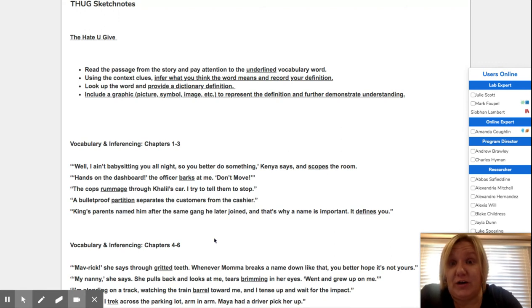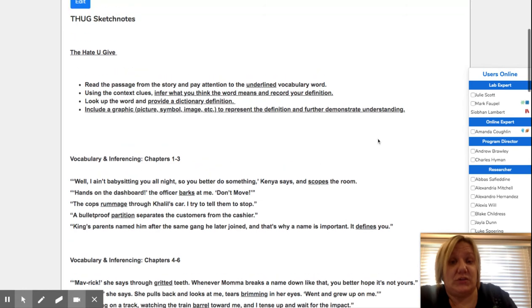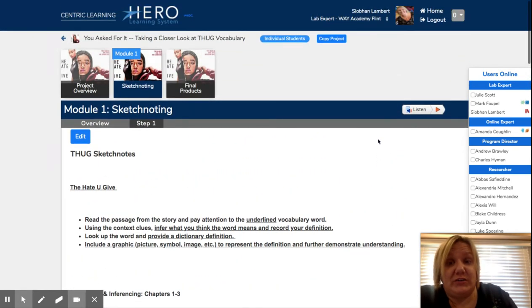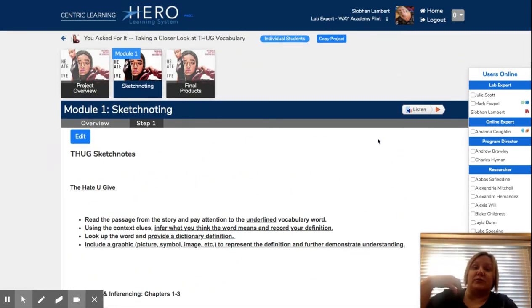Similar to our earlier expectations in the year, there are 40 words altogether. So you'll be doing 40 definitions and 40 pictures. So keep that in mind when you're doing your Google Slide or your Keynote or whichever document you use. But that is to get the module strands.